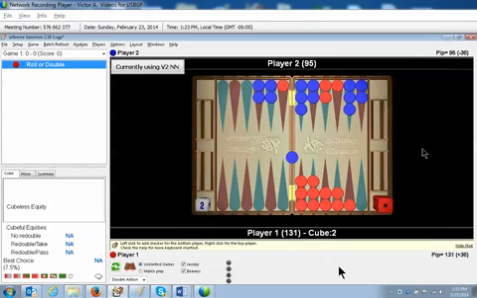This is a cube action problem. Red is on roll, holding a two cube, and it's an unlimited or money game. The question is, should red redouble? And if red redoubles, of course, should blue take or pass?